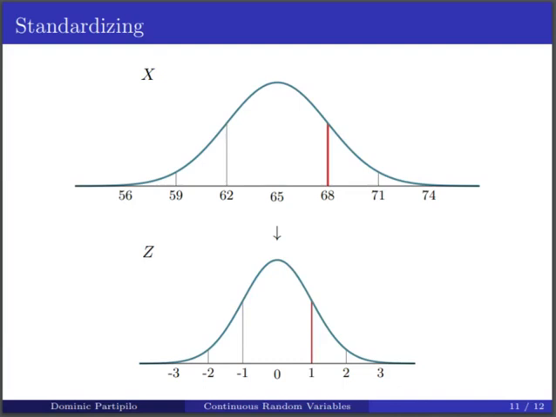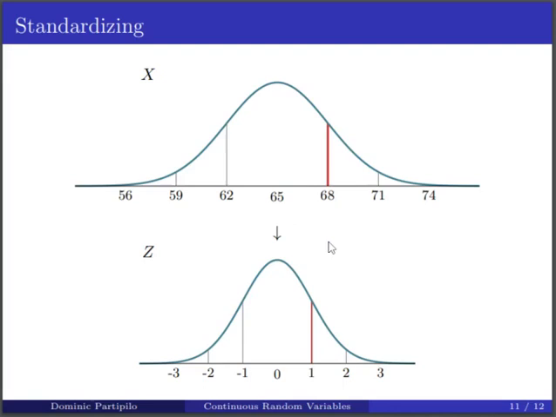So what happens when we standardize is first we're taking that x value, which was 68 in this case, and we're subtracting the mean. And what that does is it tells us the distance between the mean and that value. And then we're dividing by the standard deviation. And that'll tell us how many standard deviations away that distance is.